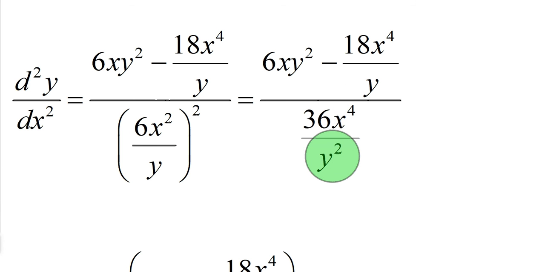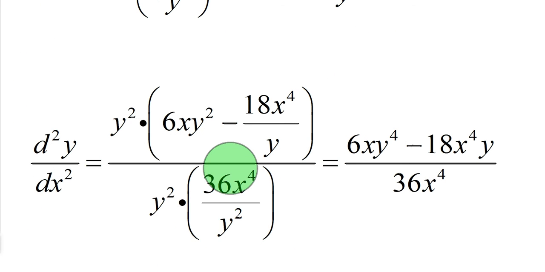Now we want to get rid of the fraction on top and the fraction on the bottom, so we will level that out by multiplying by y squared on the bottom and y squared on the top. It will cancel the y squared here, and it will change some things on top and get rid of this y as well. So that's what we're going to do. It's going to cancel the y squareds down here. This will become 6xy to the fourth, and then when we distribute into this one, it's going to cancel the y on the bottom but leave an extra y on top, hence minus 18x to the fourth y.